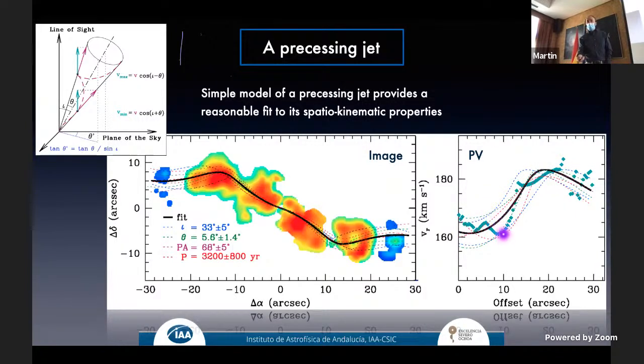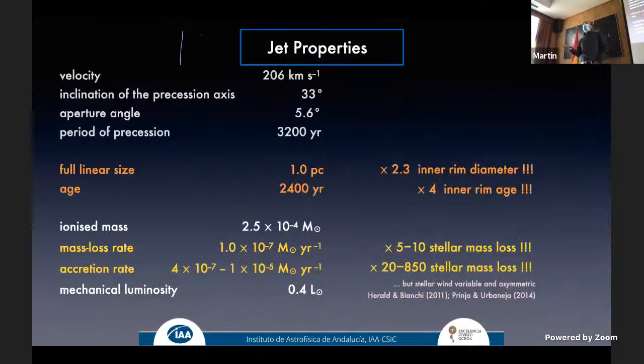And those are like different models with different parameters, in order to determine what the uncertainties are. With this information, we have been able to derive the properties of the jet. For instance, we now know that the precession jet is something like 3,000 GR. The inclination of the precession angle is 33 degrees.